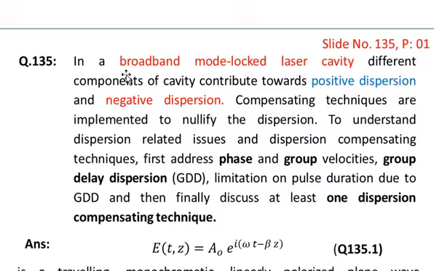Question is, in a broadband mode locked laser cavity, different components of the cavity contribute towards positive dispersion and negative dispersion. Compensating techniques are implemented to nullify the dispersion. To understand dispersion-related issues and dispersion compensating techniques, first address phase and group velocities, group delay dispersion, limitation on pulse duration due to group delay dispersion, and then finally discuss at least one dispersion compensating technique.